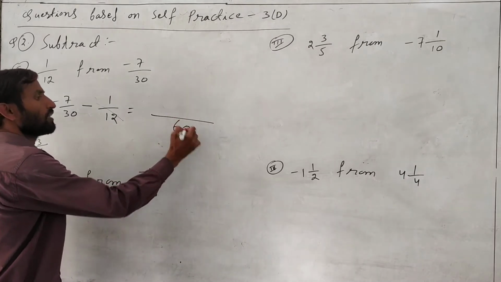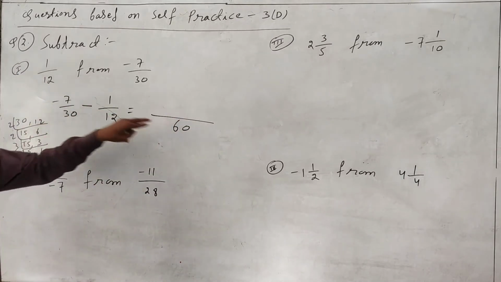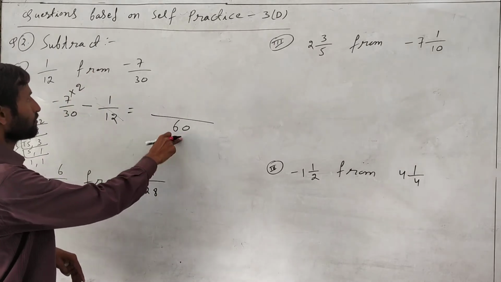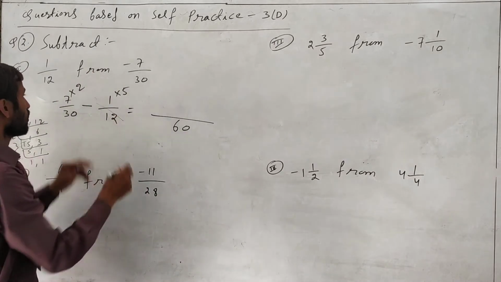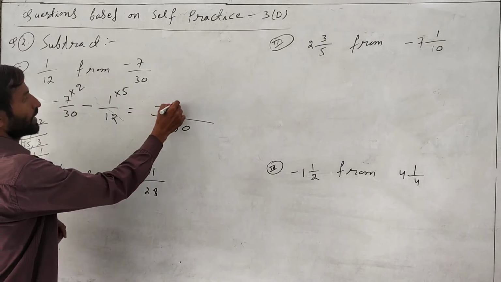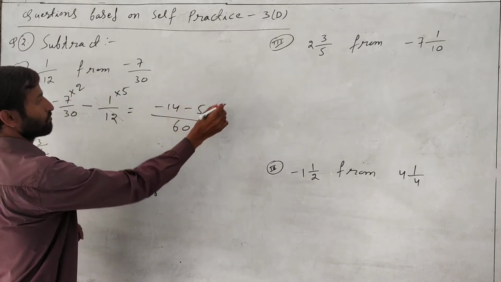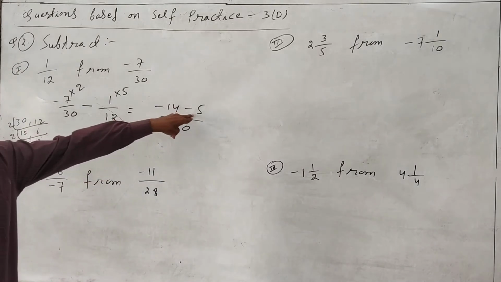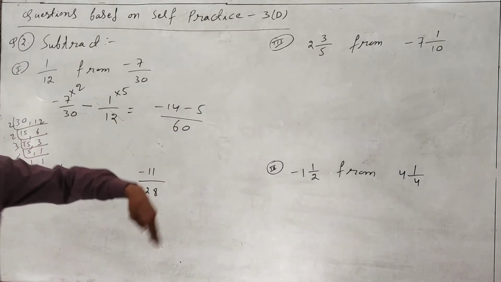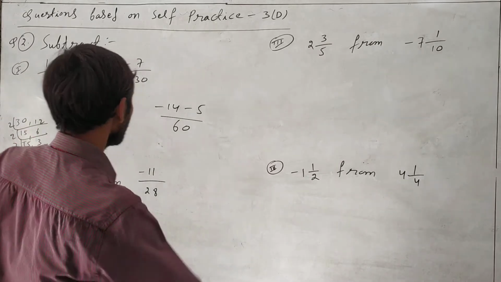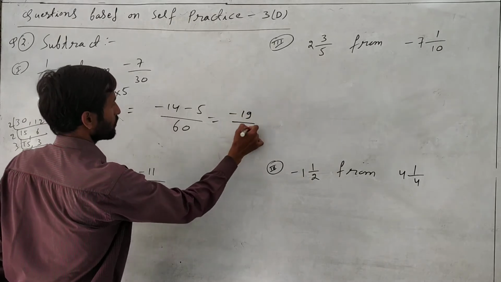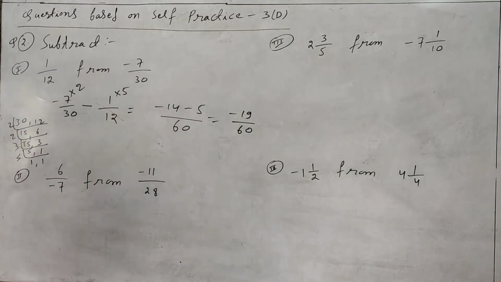So you have to write down 60 here. In the 30 table, 60 comes 2 times, so multiply by 2. In the 12 table, 60 comes 5 times, so multiply by 5 here. Now 7 times 2 is 14, so minus 14 will come here, and minus 5 here. Same like that here also. Both have a negative sign, so we add and the answer will be negative. So minus 14 minus 5 is minus 19 upon 60. This is the final answer of the subtraction.